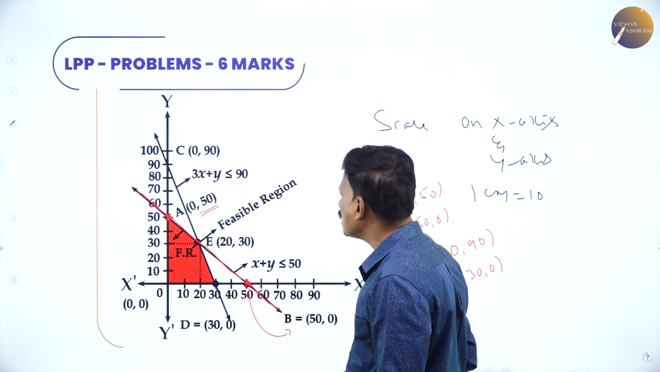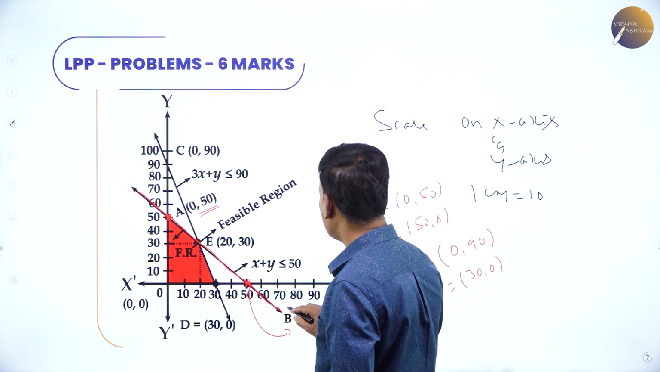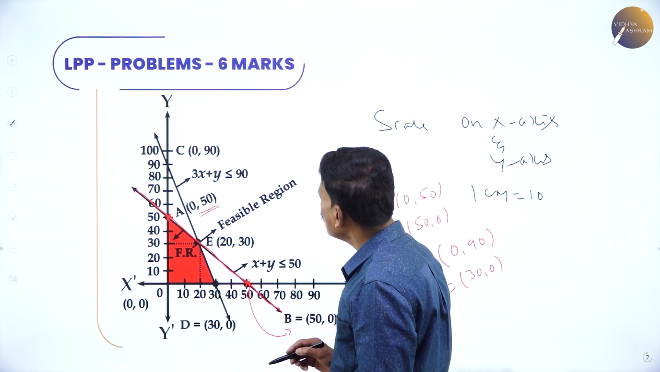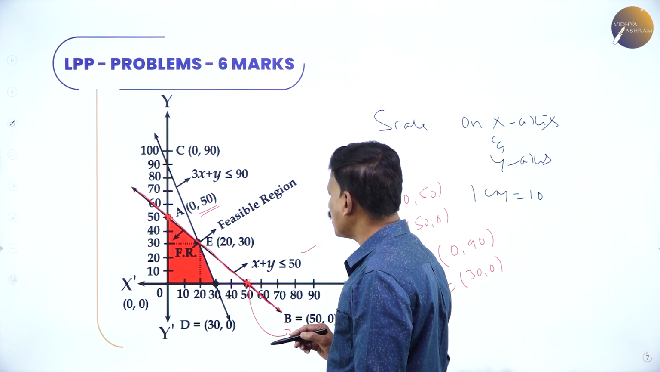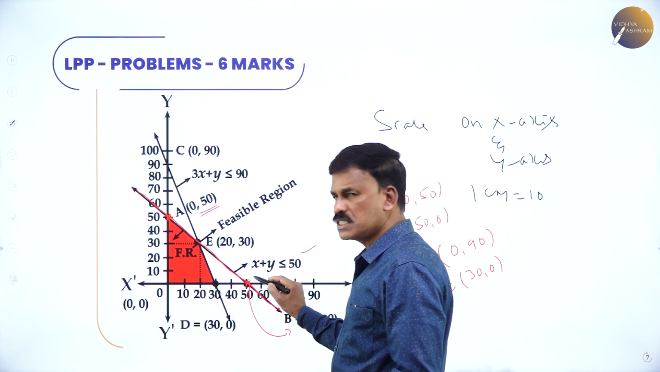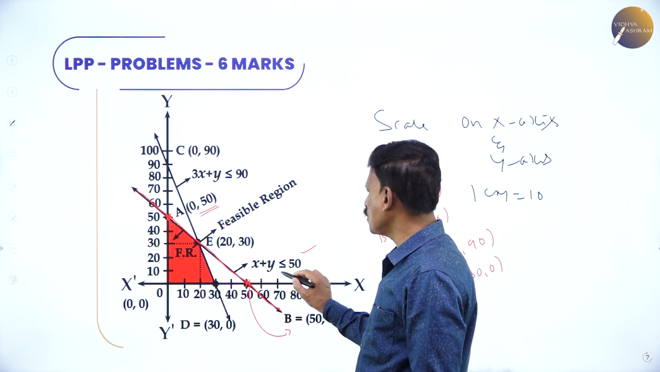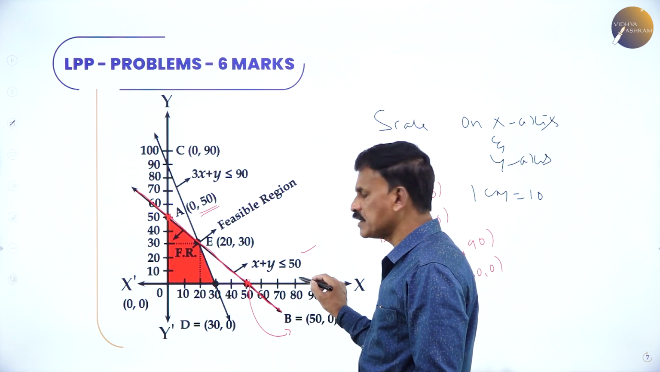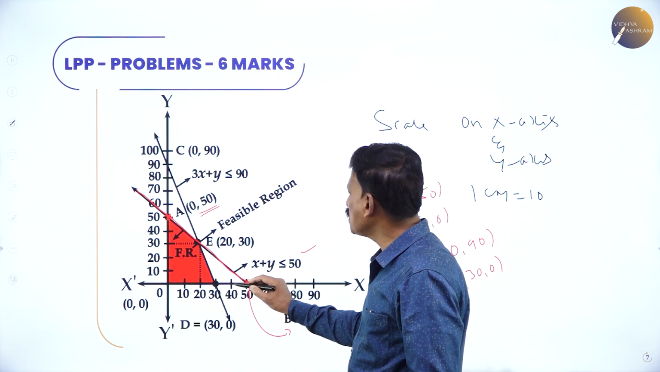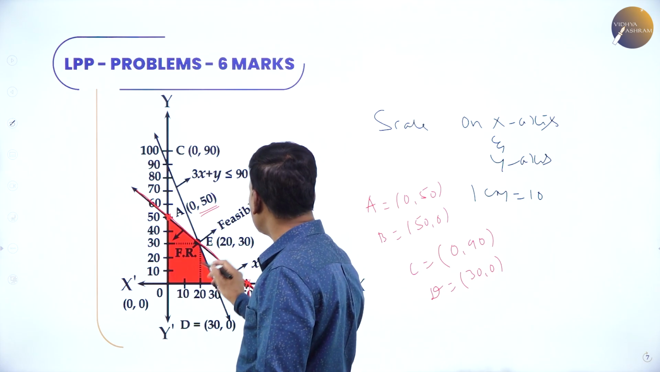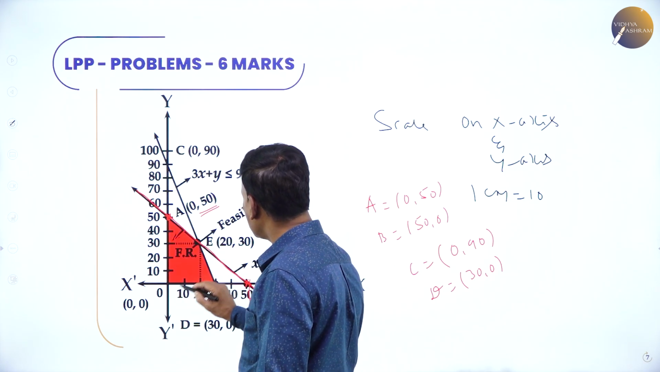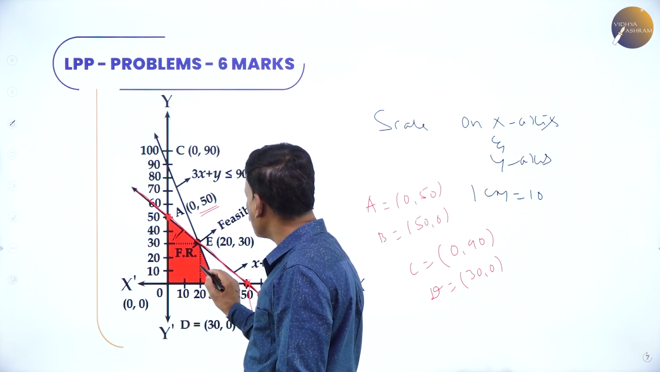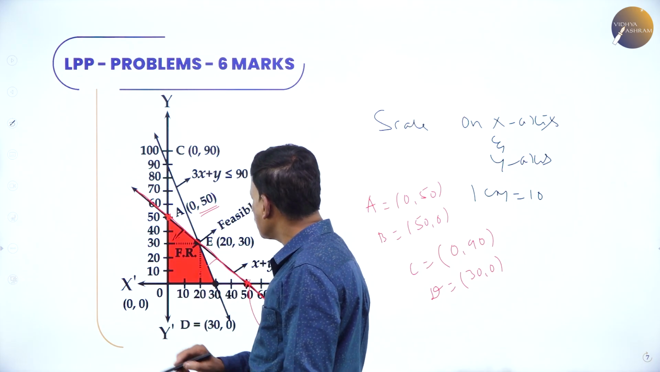So what is this equation? This is nothing but the first equation. What is the first equation? That is x plus y is less than or equal to 50. If you put x is equal to 0, y is equal to 0, then 0 plus 0 is 0, which is less than 50. So that means the feasible region is towards the origin, in the downwards direction. Right, this is the feasible region.